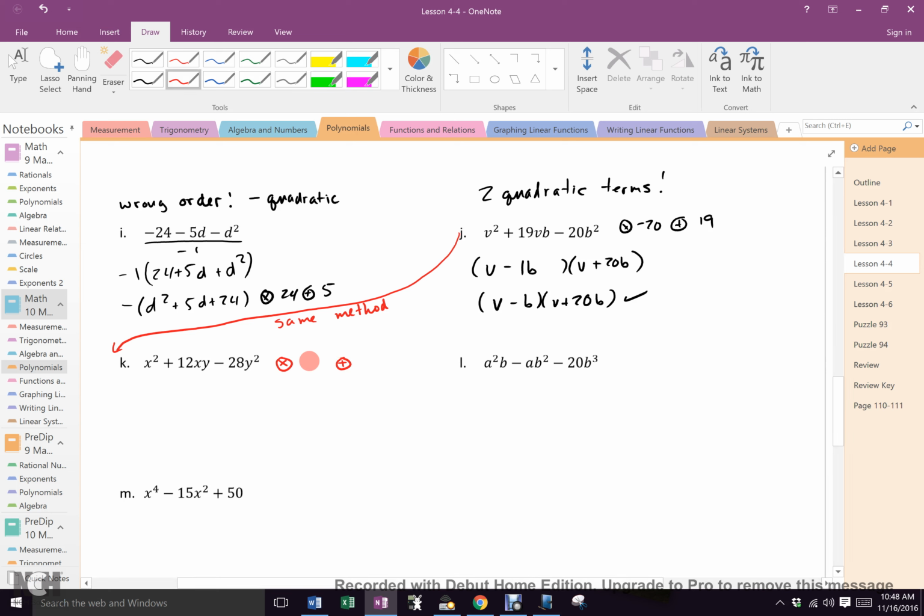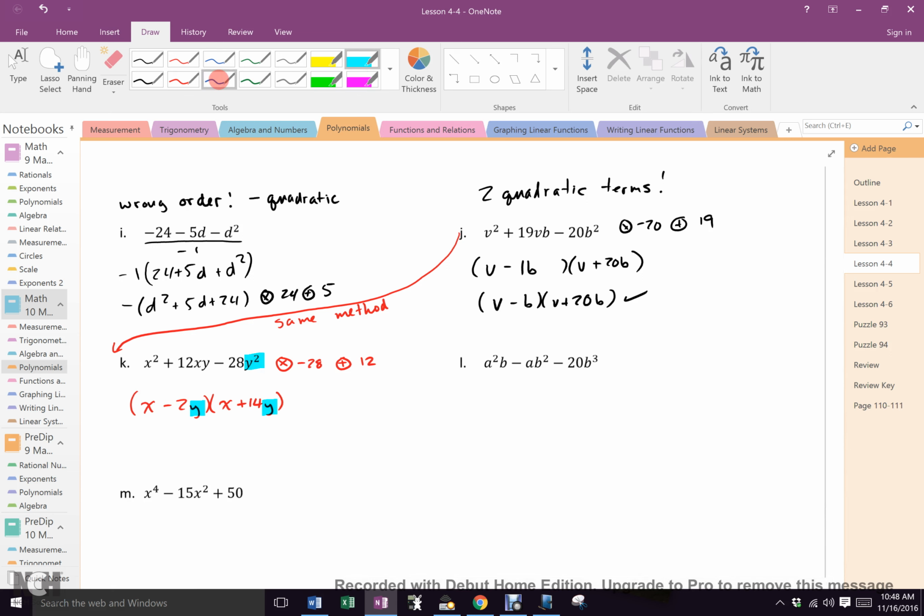Okay, so what do I got to multiply to? -28. What do I got to add to? 12. What is it? -2y and 14. Yes, x minus 2y, x plus 14y. What's the trick here? Remember the y's. Cool? Everybody good?